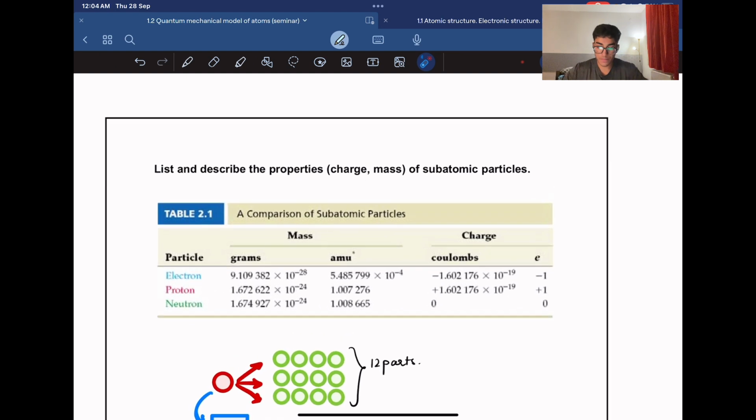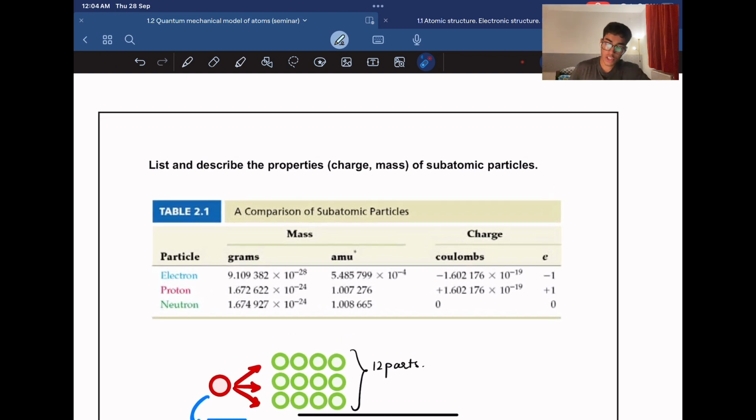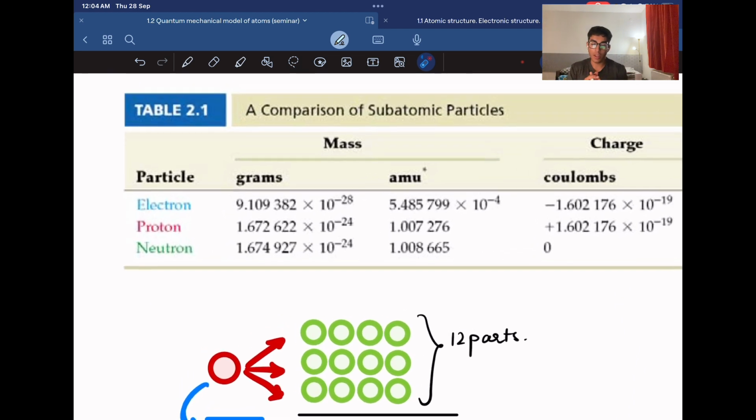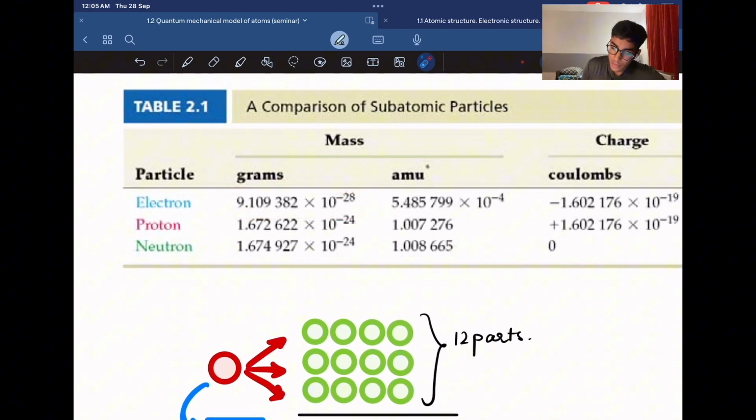Boom. Moving on. Over here we have this table which is giving us the mass and the charge of electrons, protons and neutrons. These are the subatomic particles, meaning these are the particles which an atom consists of: electrons, protons and neutrons. Okay, over here we can see we have the weight or the mass in grams. Okay, but when you're measuring stuff this small, we don't usually use grams. We use something called AMU. AMU stands for atomic mass unit.